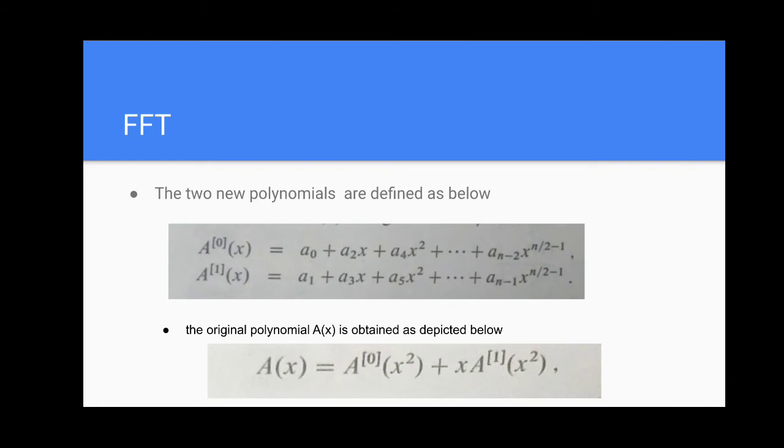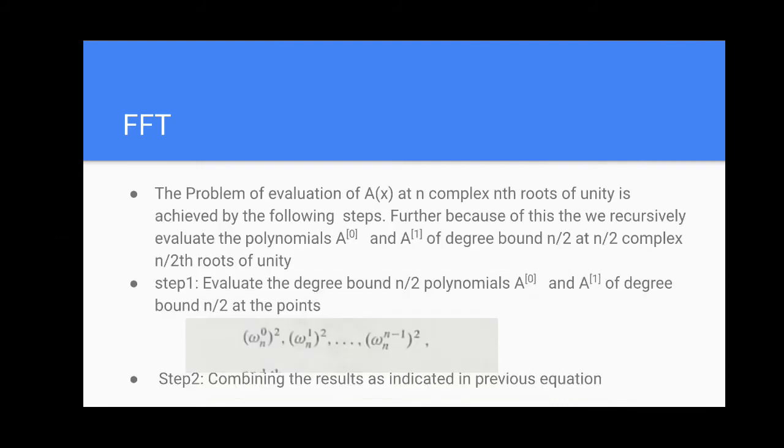The two new polynomials are defined as below. A0(x) is equal to a0 plus a2 x plus a4 x squared, and so on up to a(n-2) x to the power of n/2 minus 1. Similarly, A1(x) will be a1 plus a3 x plus a5 x squared, so on up to a(n-1) x to the power of n/2 minus 1. Now the original polynomial A(x) can be obtained as A(x) is equal to A0(x squared) plus x into A1(x squared), and hence we will get back the original polynomial A(x).